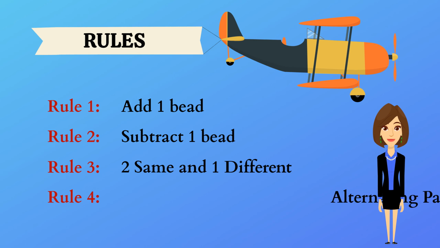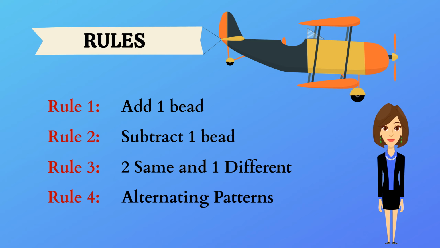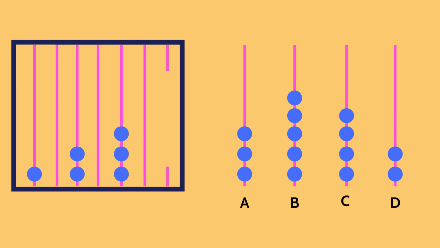Rule 4. Alternating patterns. In this example, the rods 2, 4 and 6 are empty. The rods 1, 3, 5 have some beads. This is a tricky question as all the rods are not following the same pattern. Hence, we need to find a different way to identify the patterns. The rods 2, 4 and 6 are empty.